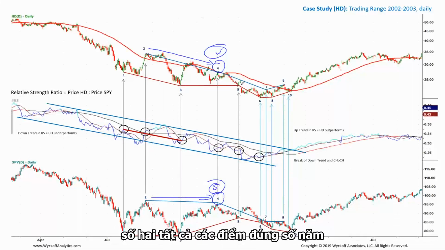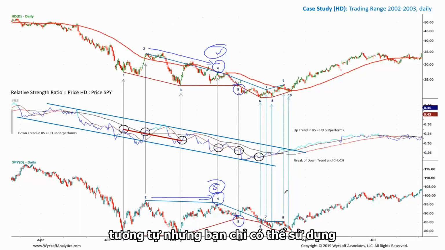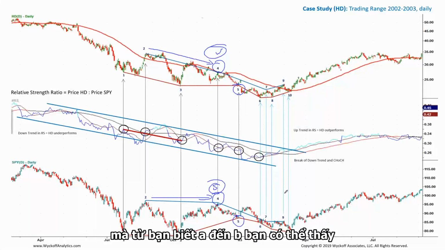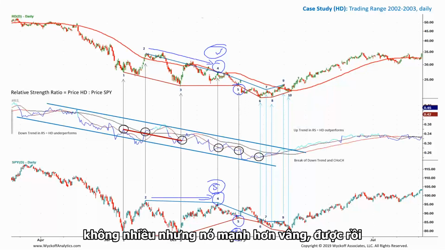All right, point number 5. Good question. It looks like if you were to draw a line there, the slopes would be similar, but you can just use the relative strength ratio and look at that from A to B, and you can see that SPY is still stronger. Yes, SPY is stronger. Not by a lot, but it's stronger.